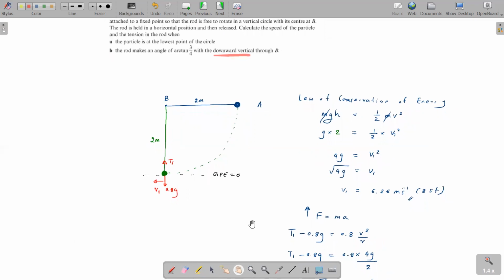Okay, so guys, the first thing you should know is the downward vertical. This is the downward vertical. From B, directly below B is the downward vertical. Directly above B, you have the upward vertical. So that's the first thing you should know. Okay, let me erase this. Is that okay? I'll use the same diagram.